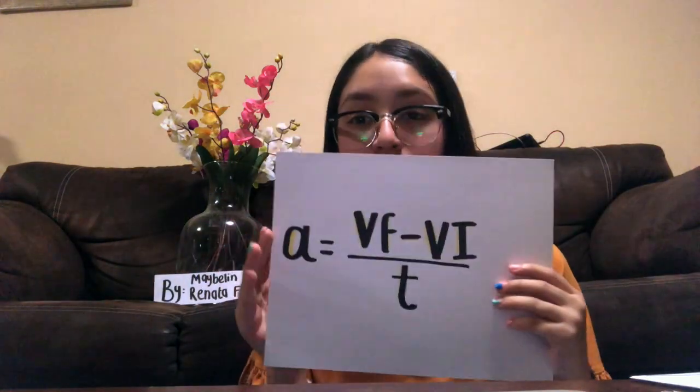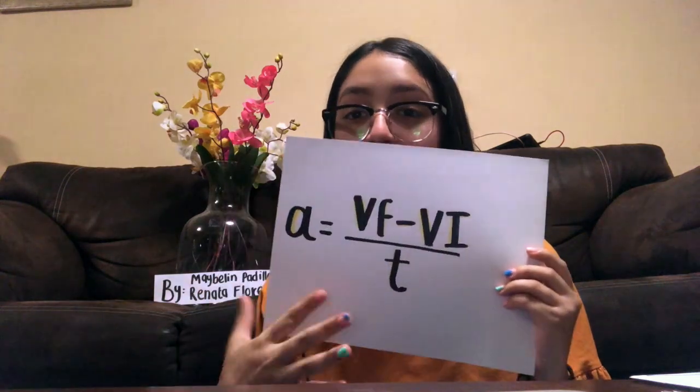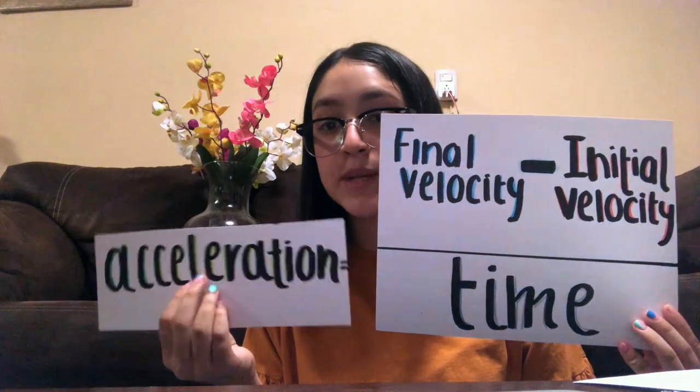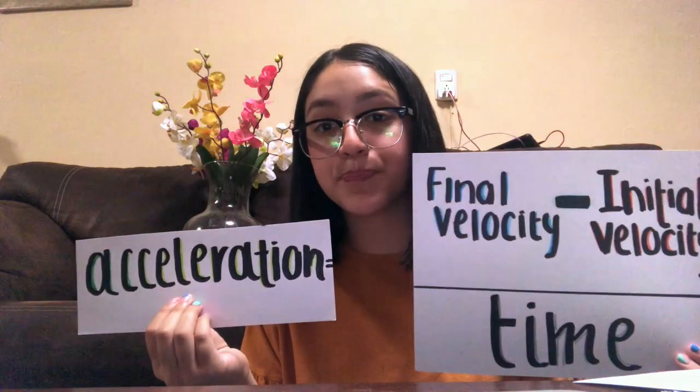Now, we're going to talk about the formula. This is the acceleration formula, and this is what it means. Acceleration is equal to final velocity minus initial velocity over time. Acceleration is a measure of how quickly the velocity of an object changes. So, the acceleration is the change in the velocity divided by the time.